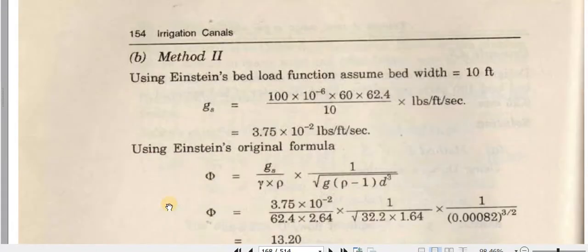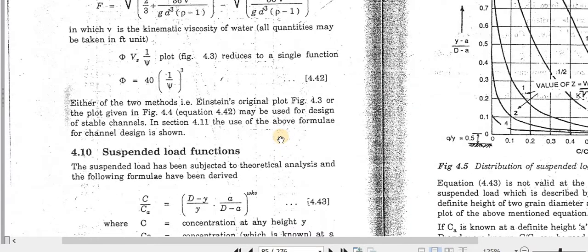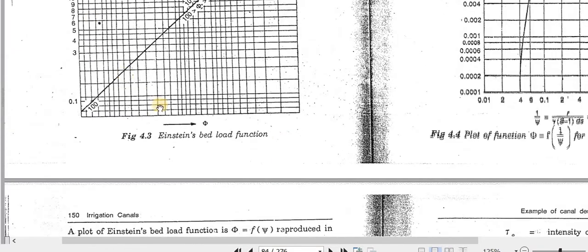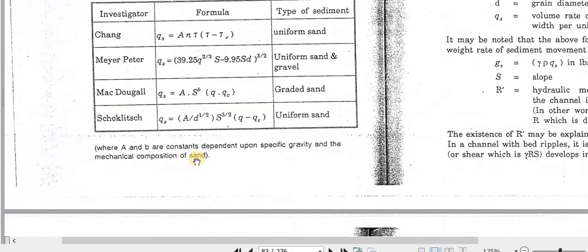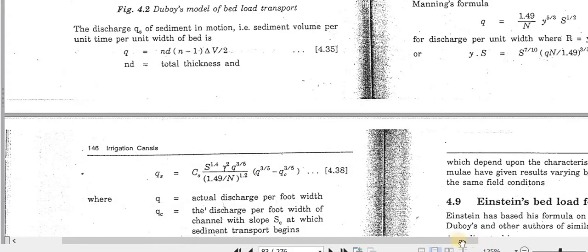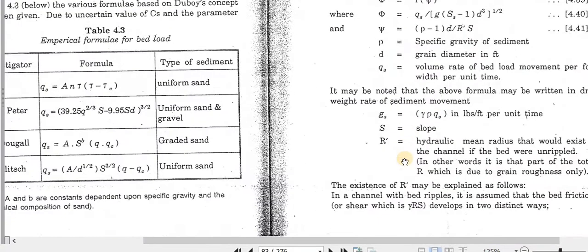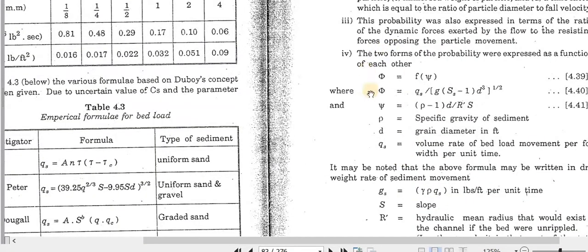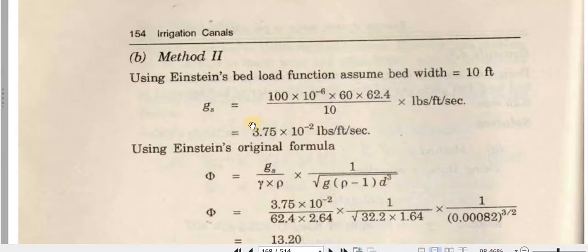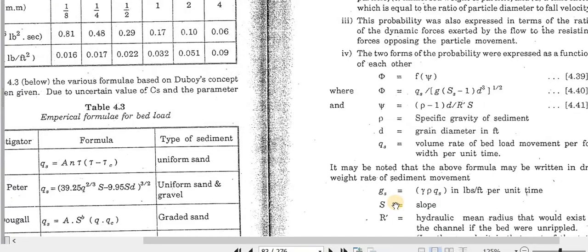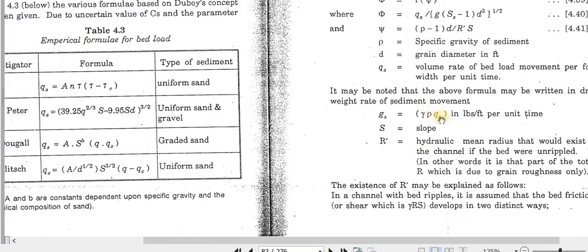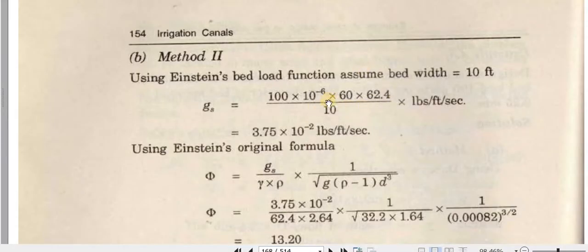This channel is designed. Method 2, using the Einstein bed load equation. So for the Einstein bed load formula, we have probability 1 and probability 2. First of all, we have to calculate GS, and GS is equal to gamma rho QS. So here you have to make a little bit of correction.